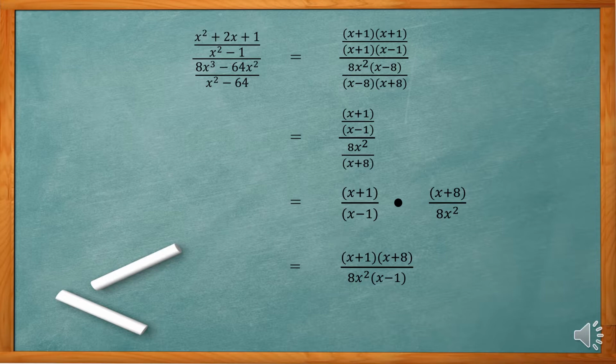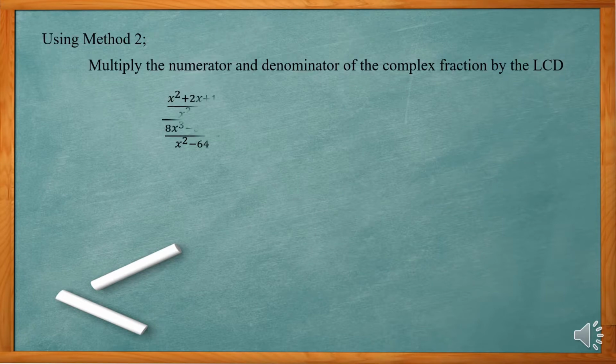So yes, this is the simplest form because we cannot factor this anymore. So this is the answer. That's easy, right? So now let's try method 2. Multiply the numerator and denominator of the complex fraction by the LCD.